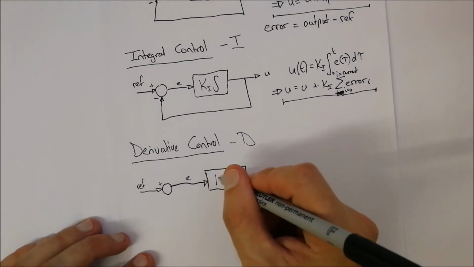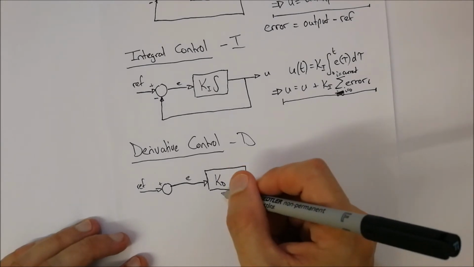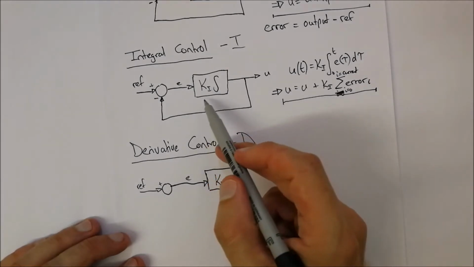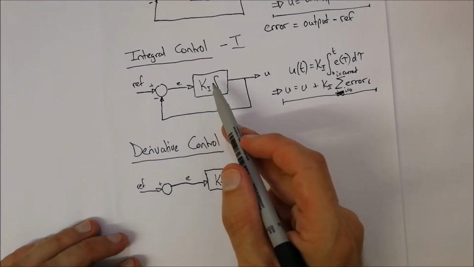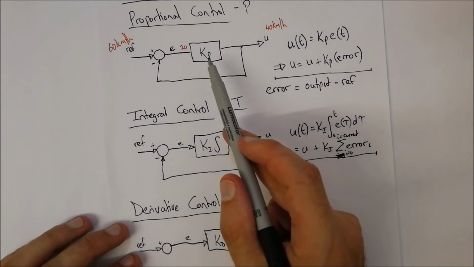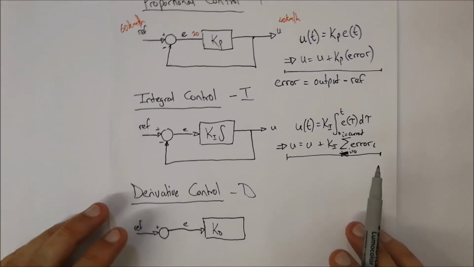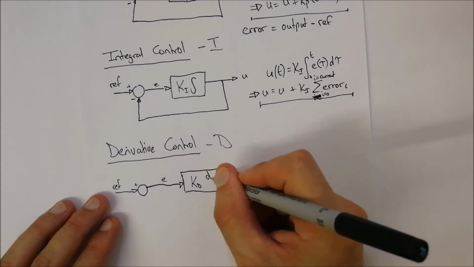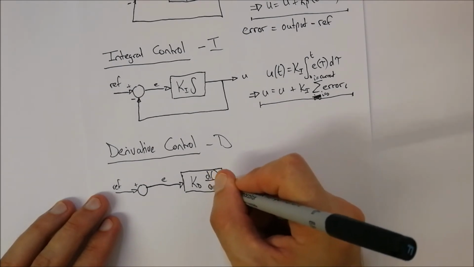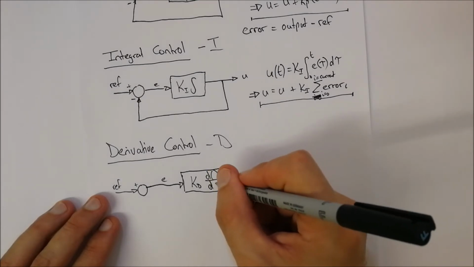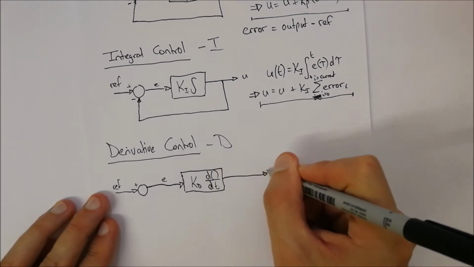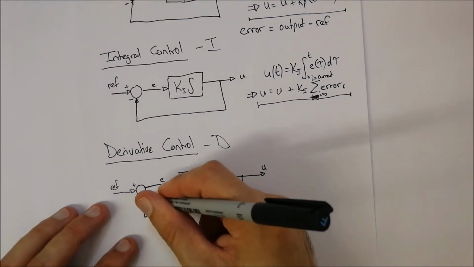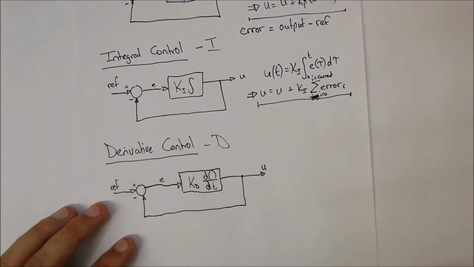We're going to multiply that by Kd, being a constant for the derivative control, just as Ki is a constant for integration control, and just as Kp is a constant for the proportional control. And that's going to be d/dt, and that's going to go to an output u, and then that's going to come back and be fed into your adder or subtracted over there.